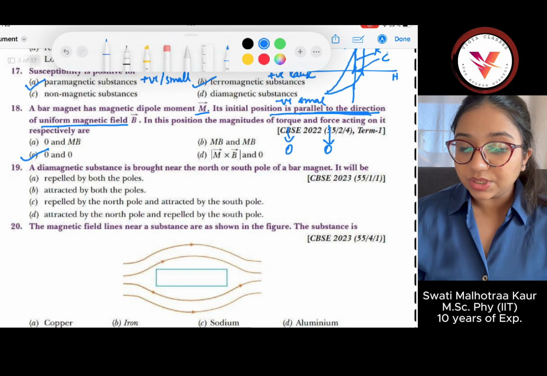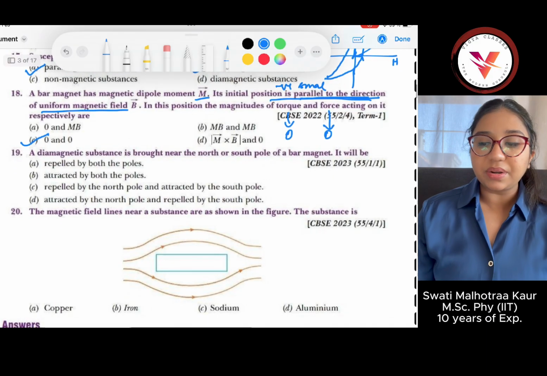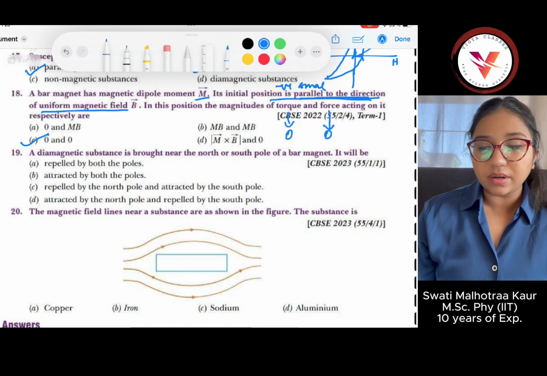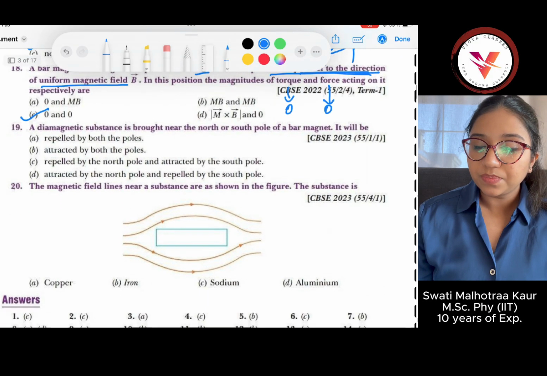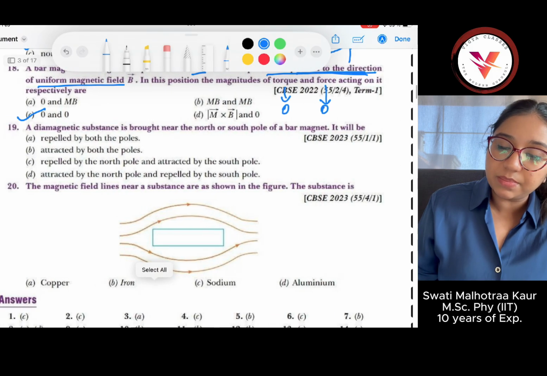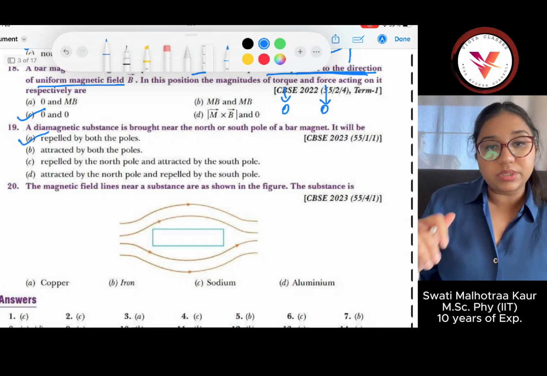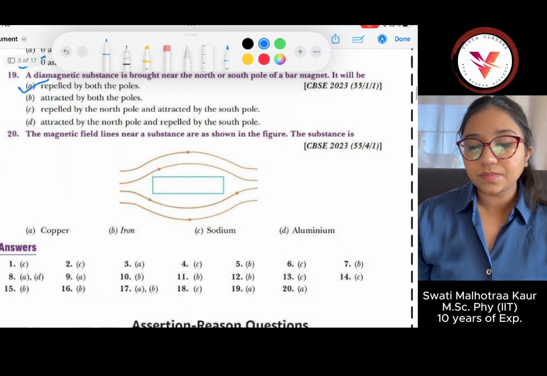A diamagnetic substance is brought near the north and south pole of a bar magnet. It will be repelled by both. It doesn't matter if it's north or south, polarity doesn't matter. It's just repelled by the magnetic field. So repelled by the north pole, repelled by both the poles, attracted by both the poles, repelled by north and attracted by south. Repelled by both the poles, so A is the correct one.